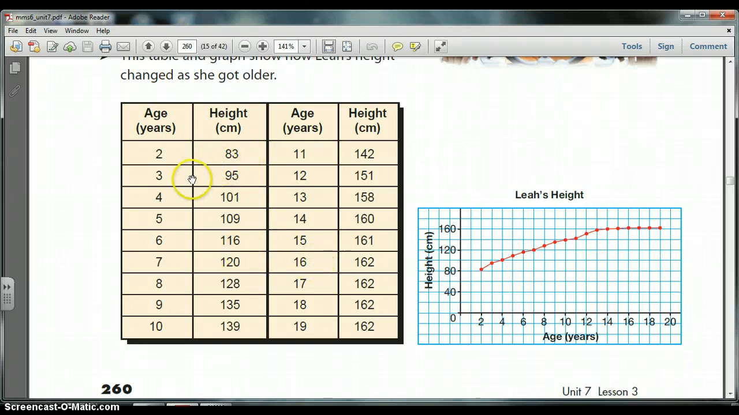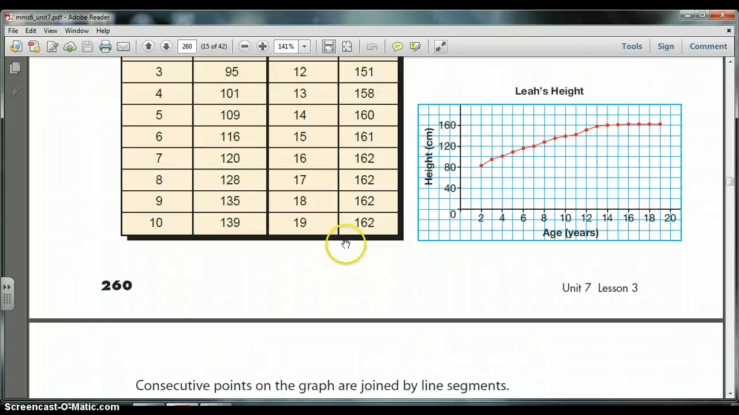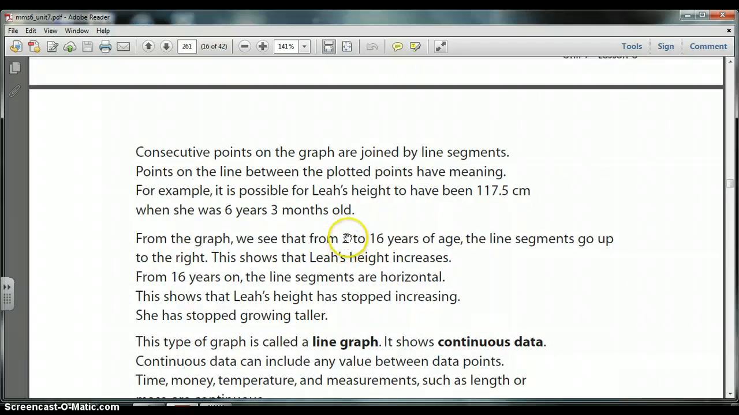You can also notice some huge growth spurts too. The steeper the incline, the more growth you can see. So looks like between 11 and 12, she had a pretty huge growth spurt. Anyway, let's continue on. Consecutive points on the graph are joined by line segments. Points on the line between the plotted points have meaning.